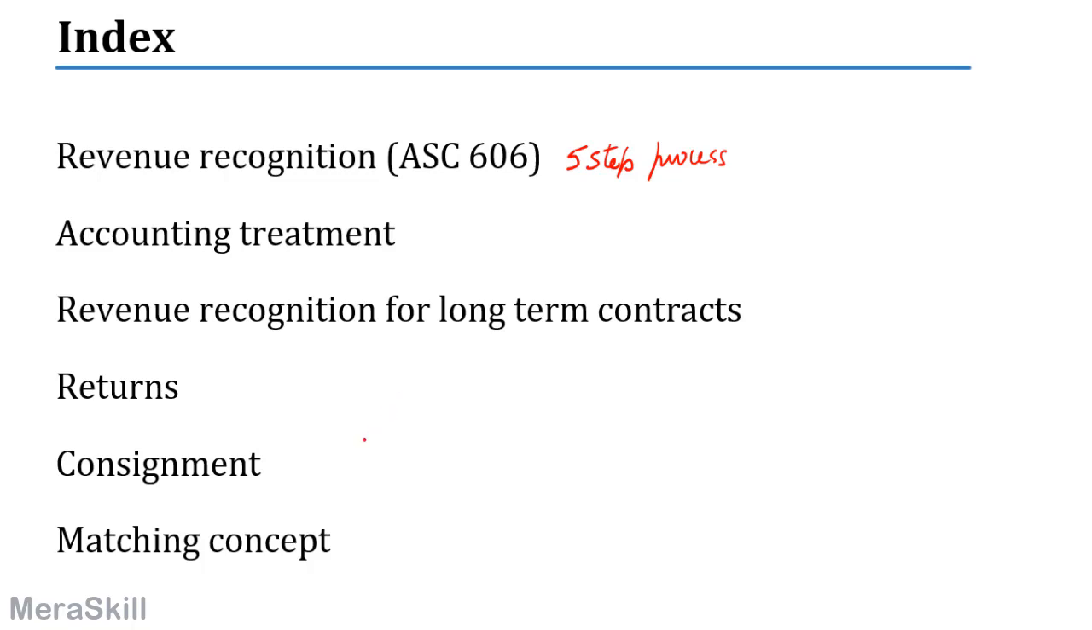And maybe you're already aware of the matching concept. Whenever you recognize revenue, the expenses which were incurred in order to recognize the revenue should also be recognized. So match the expenses and the revenue. Okay. In between, we will have a couple of quizzes, slightly longer quizzes, to test your understanding of what we have done. And we will wind up with a brief recap of all that we are covering under revenue recognition. Okay, students. So let's begin.